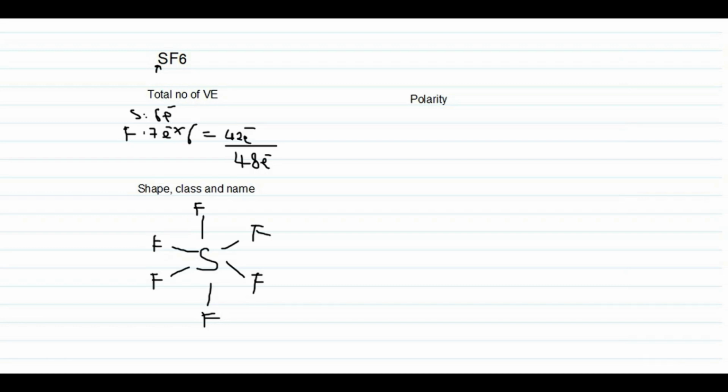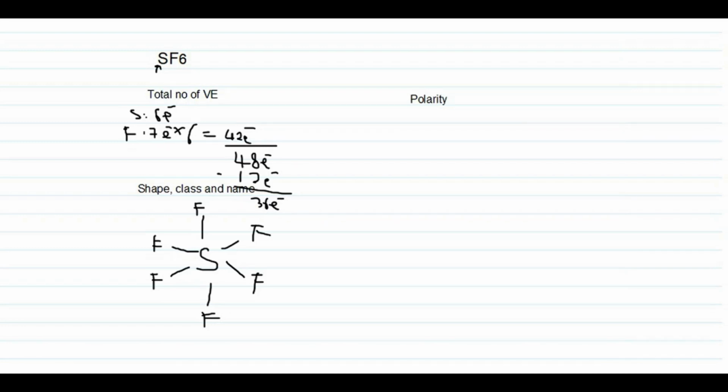Okay, since sulfur makes 6 bonds with fluorine and 1 bond represents 2 electrons, the total number of electrons that has been used is 12 electrons. So left is 36 electrons. So the 36 electrons will be used to fill up the terminal atoms so that they are octet.